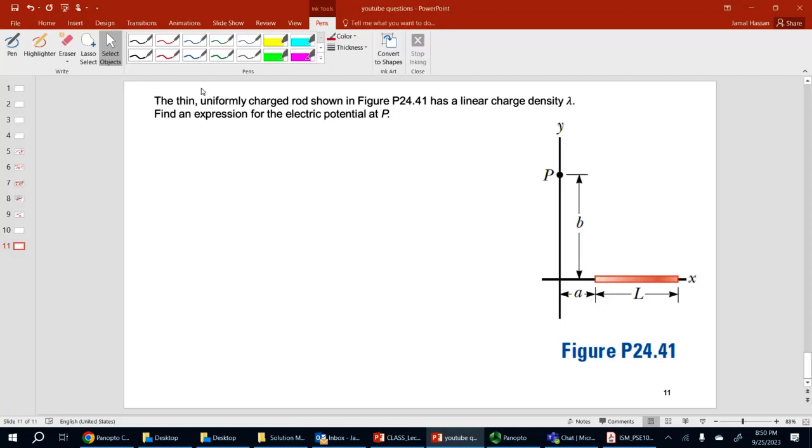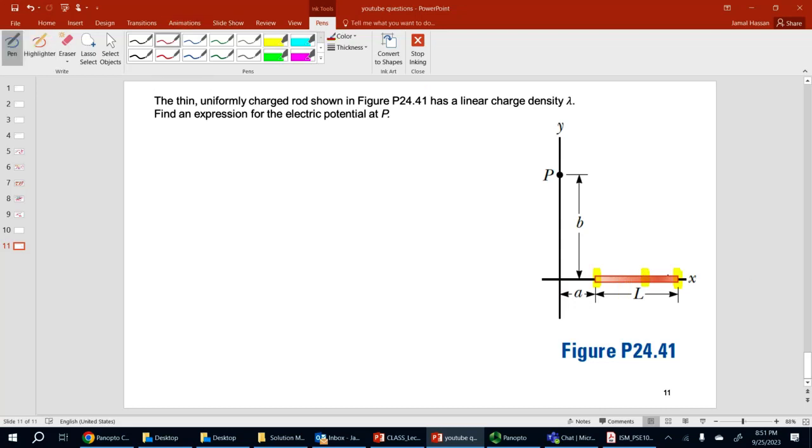Second question. Here we have the thin uniformly charged rod shown in this figure, which has a linear charge density lambda. Find an expression for the electric potential at point P. Again, this is a distribution of charge, so we need to divide the rod into many small pieces, each carrying a small amount of charge equal to dq. So the first piece is located somewhere here, and the last piece is located at the end of the rod.